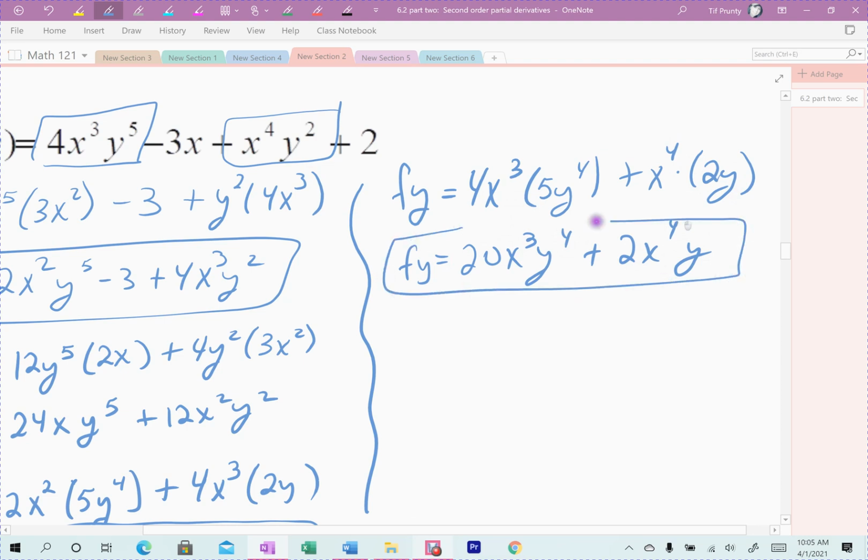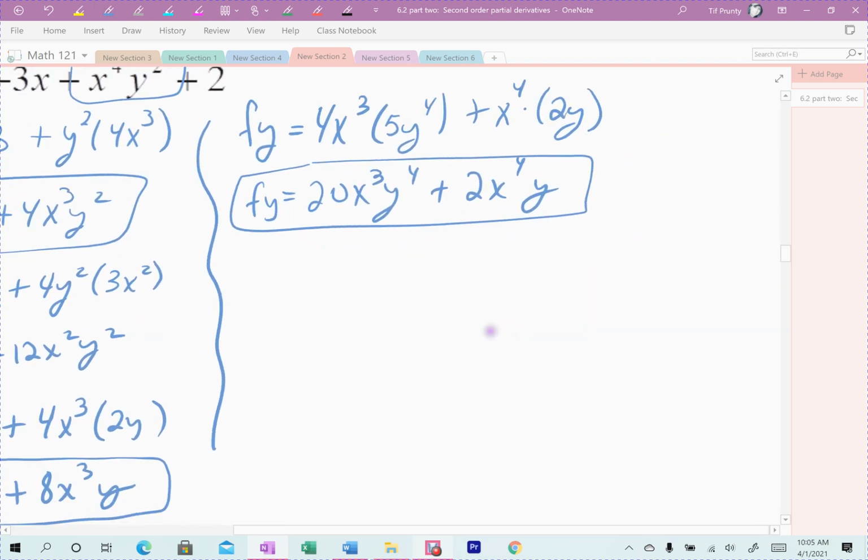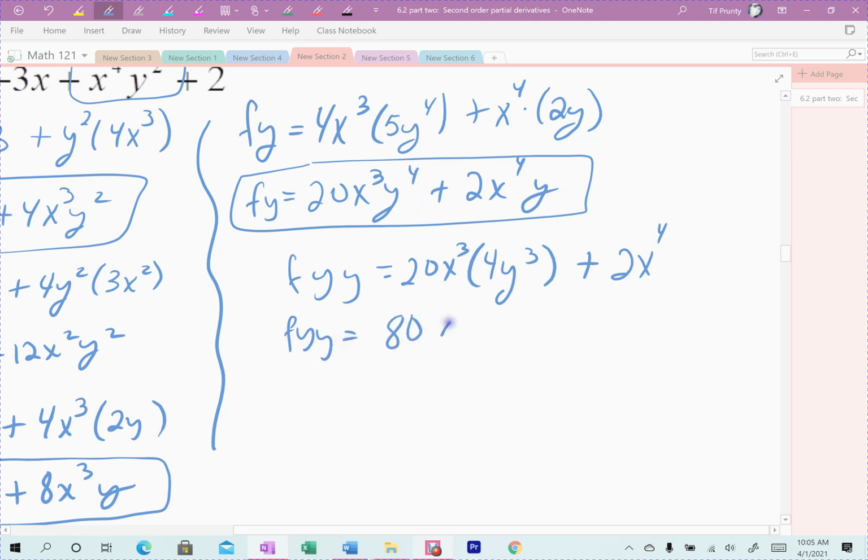Alright, so this is the function I'm now looking at. So I can kind of ignore all my other functions. That's the one I'm looking at. So now I take its derivative with respect to y, and then I'll take its derivative with respect to x. Alright, y first. So the 20x cubed comes along. The derivative of y to the fourth is going to give me 4y cubed. Plus the 2x to the fourth comes along. The derivative of just y is 1, so it's just 2x to the fourth. And again, I will clean it up. So I get 80x cubed y cubed plus 2x to the fourth.